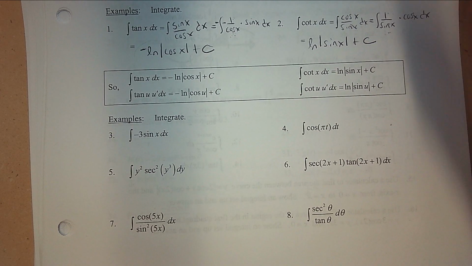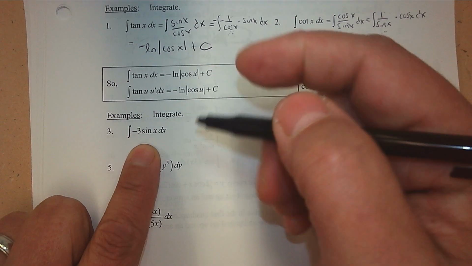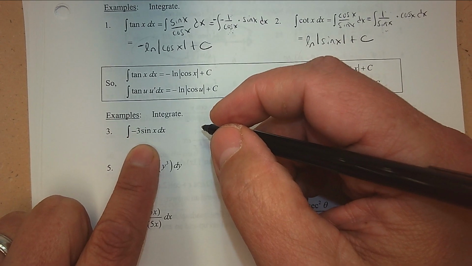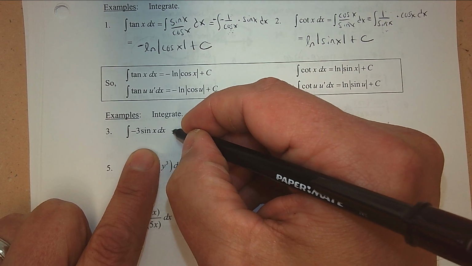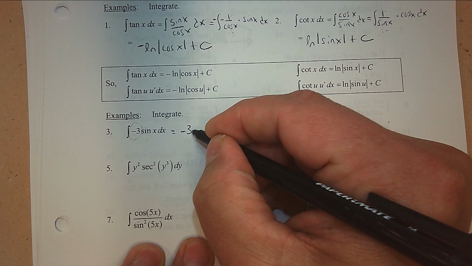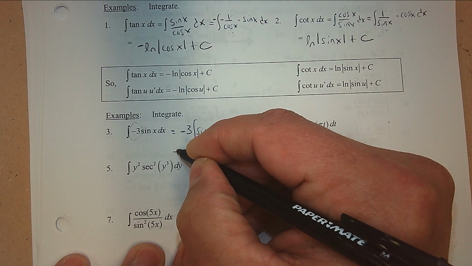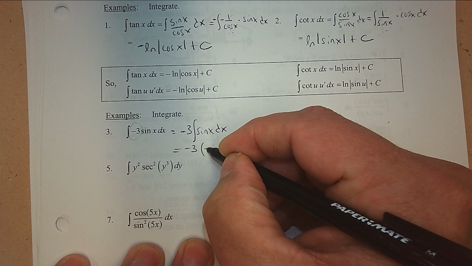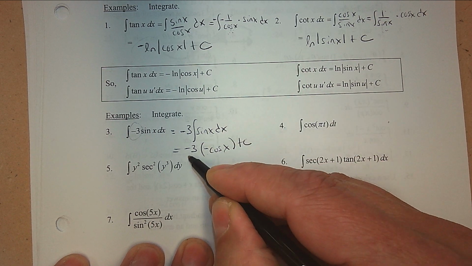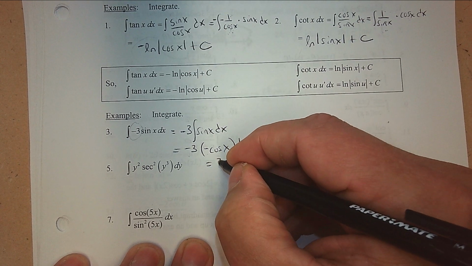So now let's integrate. Number 3, how do I integrate sine? The integration of sine is negative cosine. So that negative 3, if you like, can go in front. To integrate sine, it is negative cosine. Don't forget the candy. And the negative times the negative makes the answer positive.